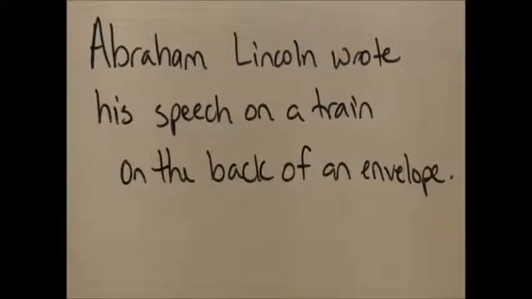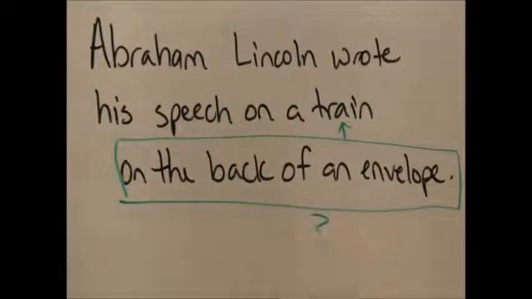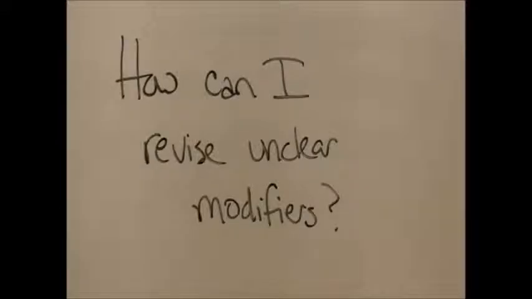This is a classic one. We have Abraham Lincoln wrote his speech on a train on the back of an envelope. So the train was on the back of the envelope and then he wrote a speech on top of it? No, that's not what we mean. So how can I revise these unclear modifiers?